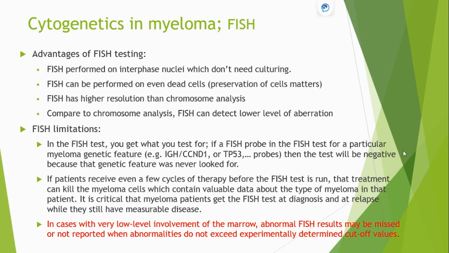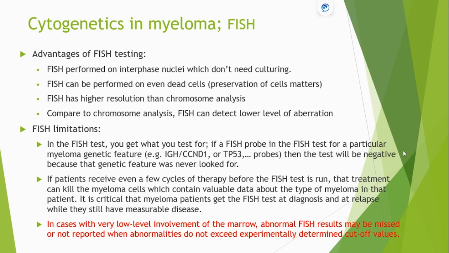FISH has tunnel vision. So you test one thing and you get the answer for that, not the whole genome. For chromosome analysis, you look at the whole genome, so you can hunt for the abnormality. But for FISH, each test has its own answer. Is there a translocation 11;14 in this patient? Yes or no. So I do the FISH probe for that and I get the yes or no. But does that patient have a deletion of 17p? I don't know. I need to do tests for that one too. So usually FISH testing is a panel, with multiple probes toward the target abnormalities.